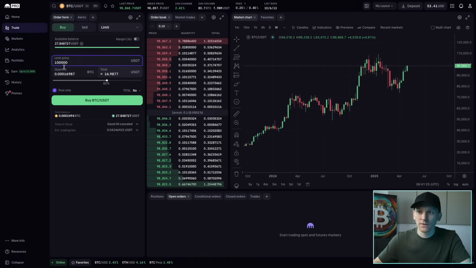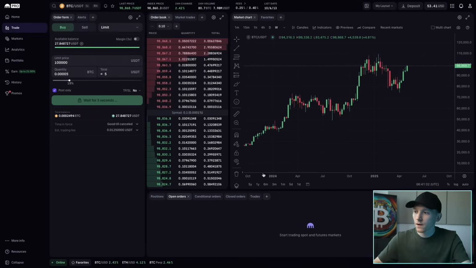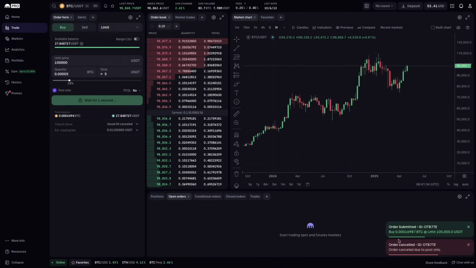So I'm going to press 100,000 here, buy this amount. I'm going to buy BTC. It says, hey, do you want to enter this order? I'm going to press confirm. However, you should be able to see down here that the order was cancelled.